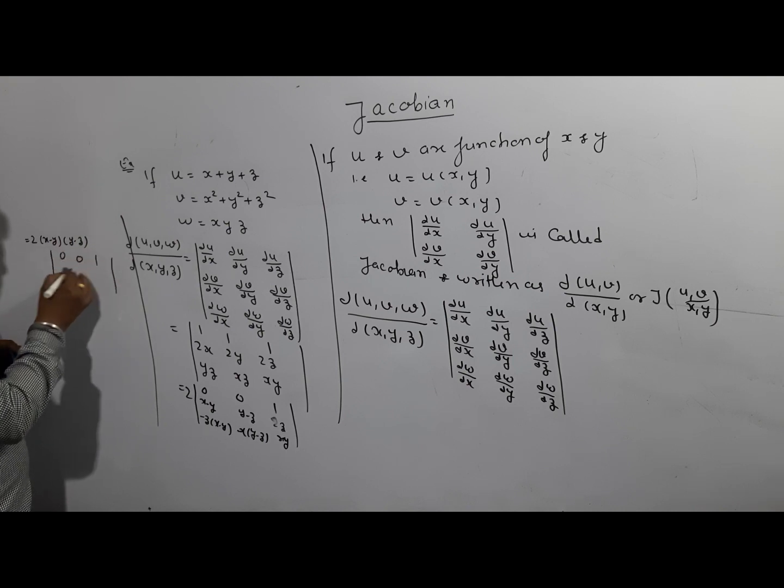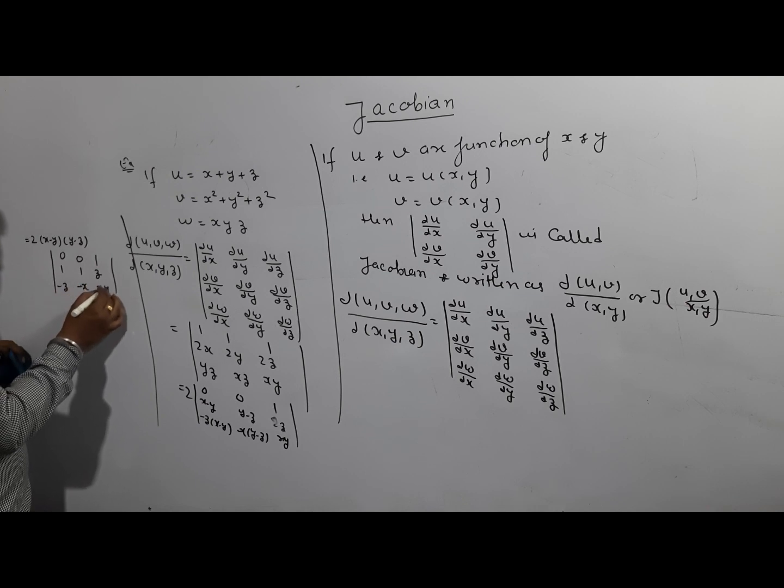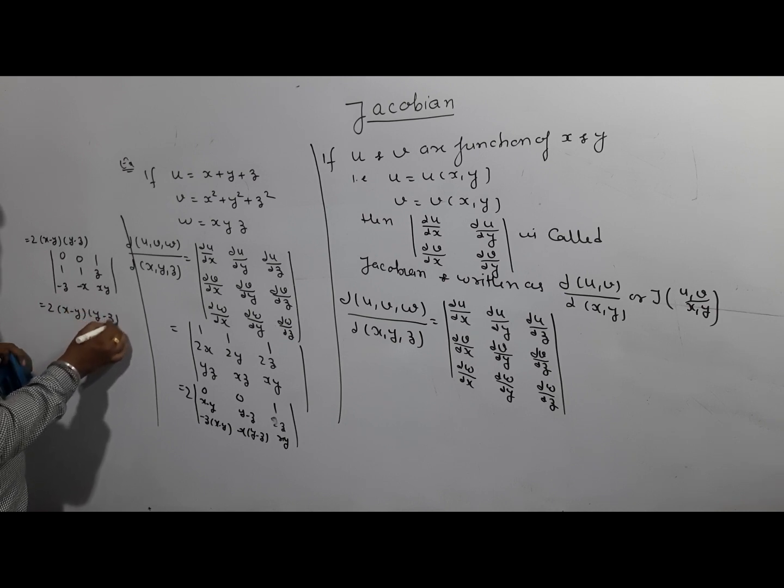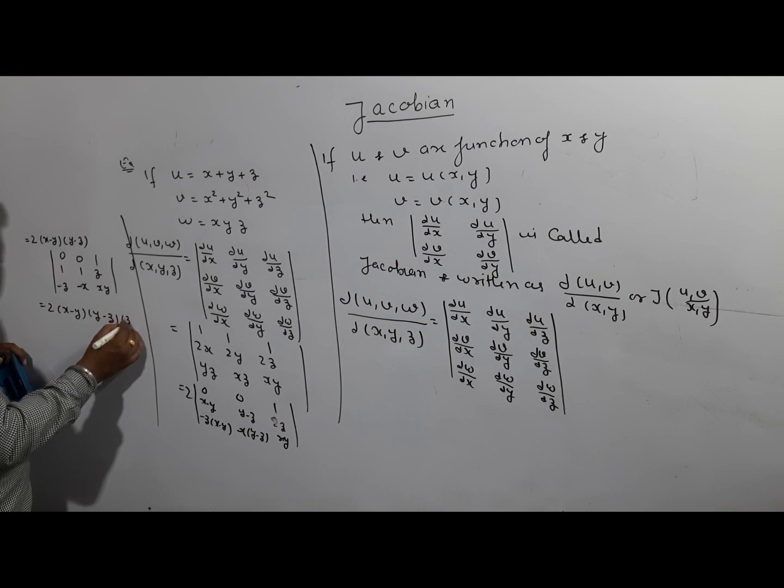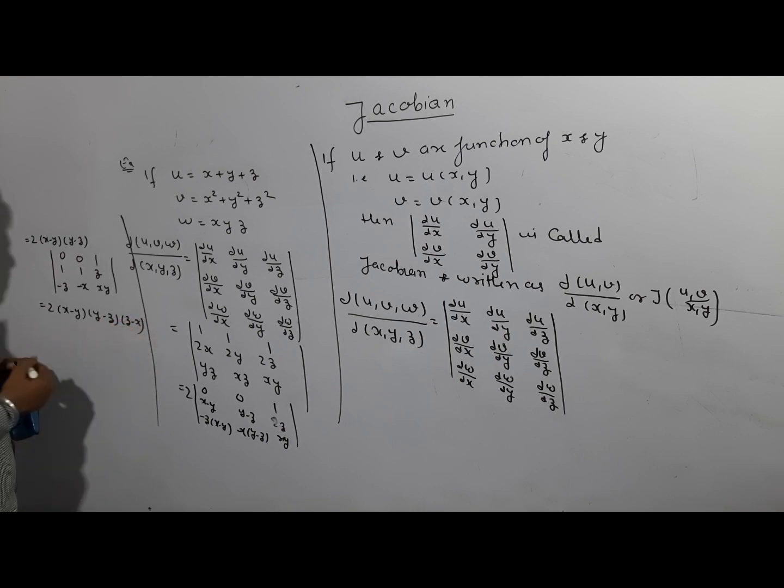0 0 1 1 1 z minus z minus x xy. Now expand, this is 2x minus y minus z, along 1 you expand, so minus x plus z, so z minus x. This is the answer.